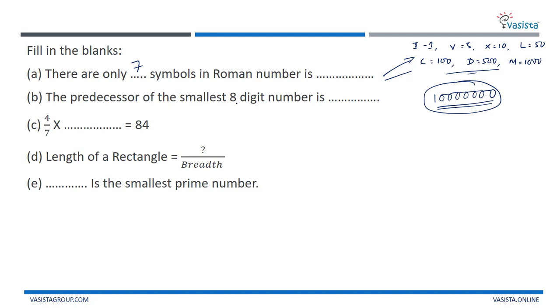The predecessor of the smallest 8-digit number. This is the smallest 8-digit number, so the predecessor will be what? 7 nines. This is the answer for that.